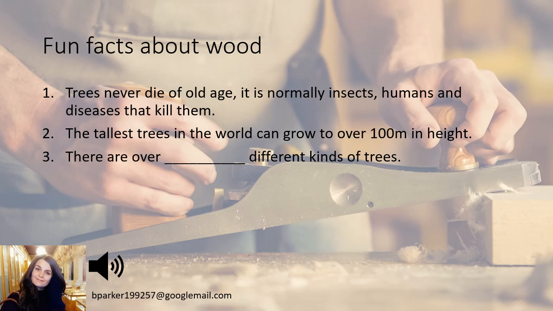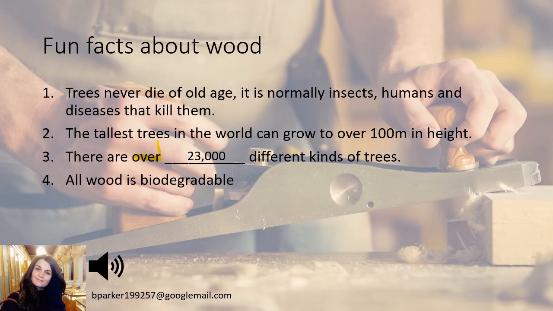3. This is one for you to guess. There are over how many different kinds of trees? How many do you think? Think about it. The answer is 23,000. There are over 23,000 different kinds of trees in the world. That's a whole lot of trees. Over, remember, means more than. Yeah? Okay.